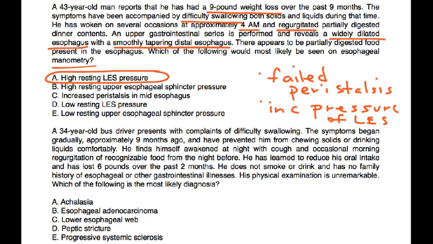And finally, a 34-year-old bus driver presents with complaints of difficulty swallowing. Symptoms began gradually approximately 9 months ago and have prevented him from chewing solids or drinking liquids comfortably. He finds himself awakened at night with cough and occasional morning regurgitation of recognizable food from the night before. He has learned to reduce his oral intake and has lost 6 pounds over the past 2 months. He does not smoke or drink and has no family history of esophageal or GI illness. His physical exam is unremarkable. Which of the following is the most likely diagnosis? Again, this is a clinical vignette that is talking about a patient with achalasia.